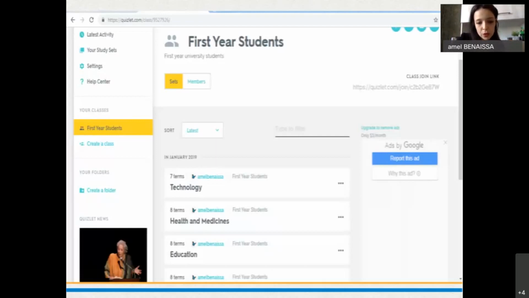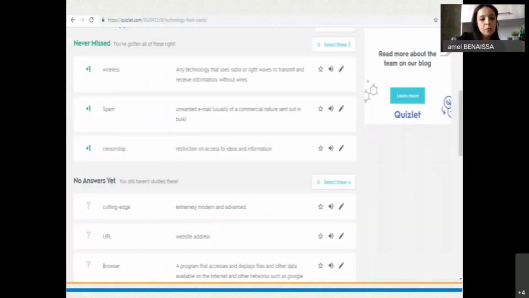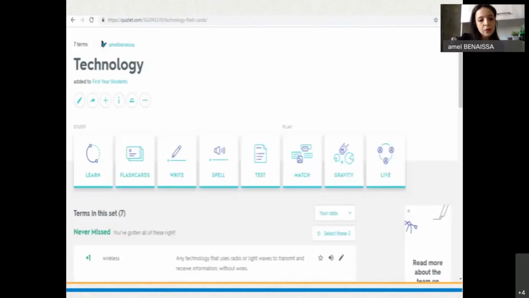So I have grouped all the new words that I want my students to learn. We have technology, health, medicine, education, with different definitions. So what does wireless mean? Spam, censorship, cutting edge. Because my students are at a pre-intermediate level, we also have the audio and the writing. And here are the different types of exercises and tasks that they can use.